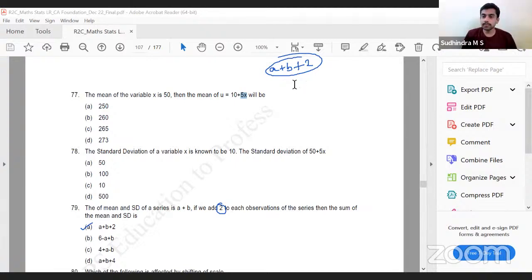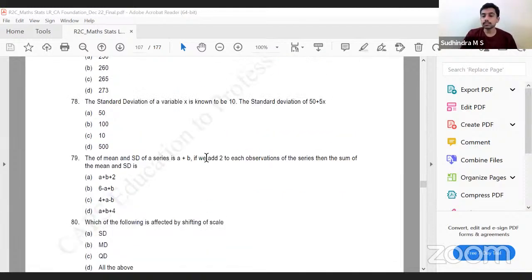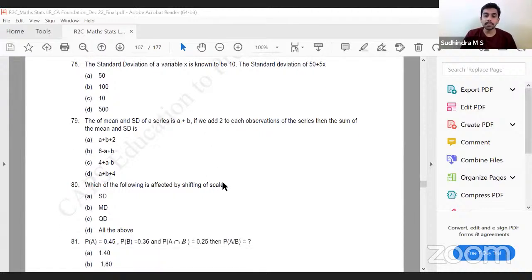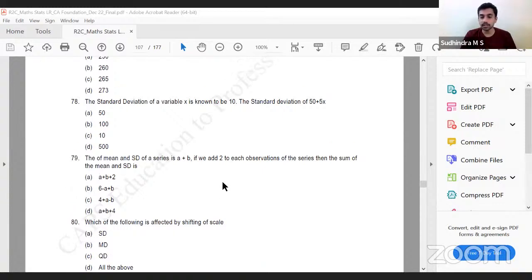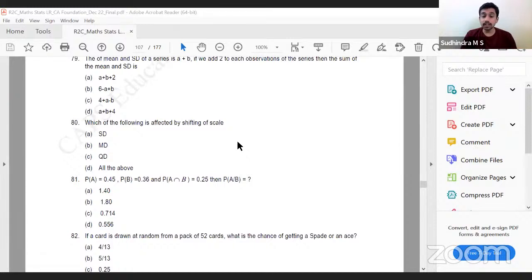Last question. Which of the following is affected by shifting of scale? All of the above. All measures of dispersion are affected by change of scale, right? So all of the above. Yes, that's all. So we had 20 questions here, 61 to 80. 20 questions from this chapter, 50%. So we'll move on to the next chapter, the next paper rather.